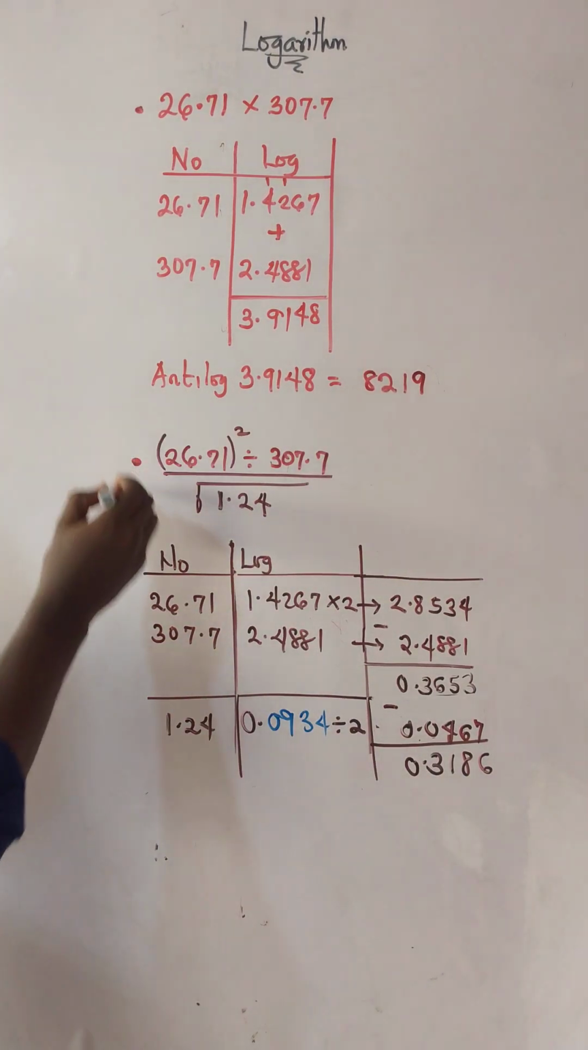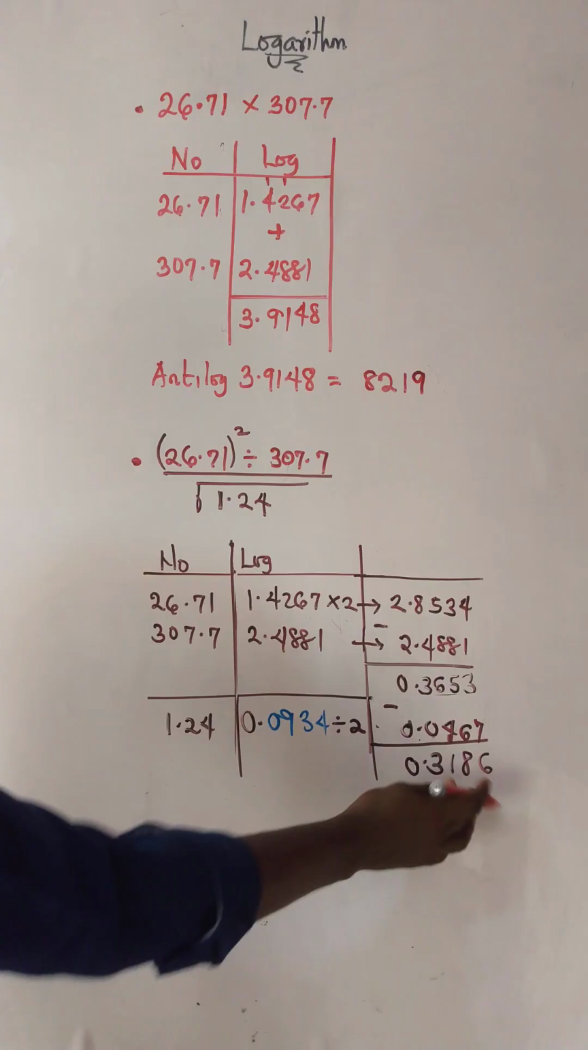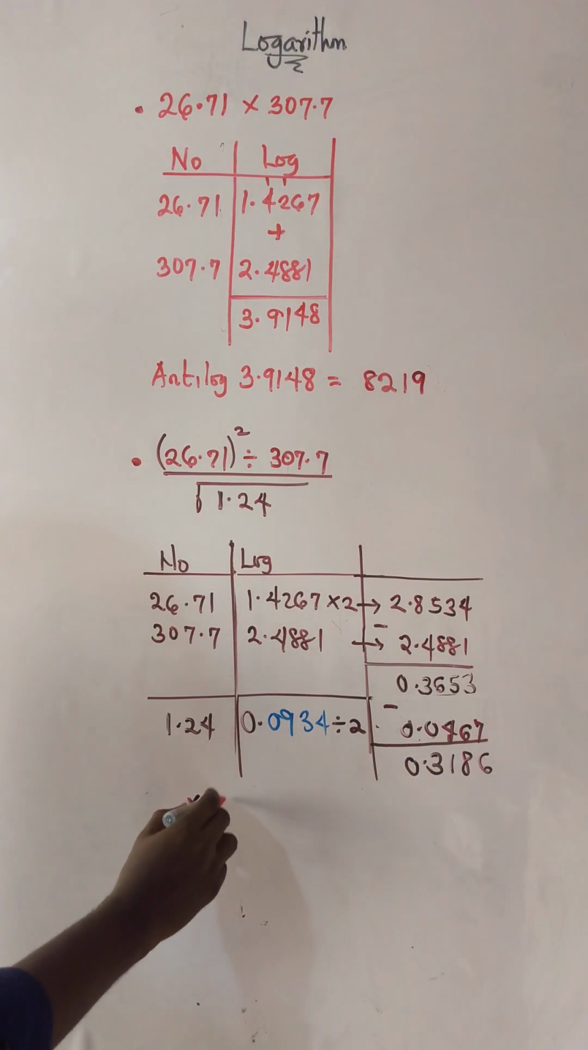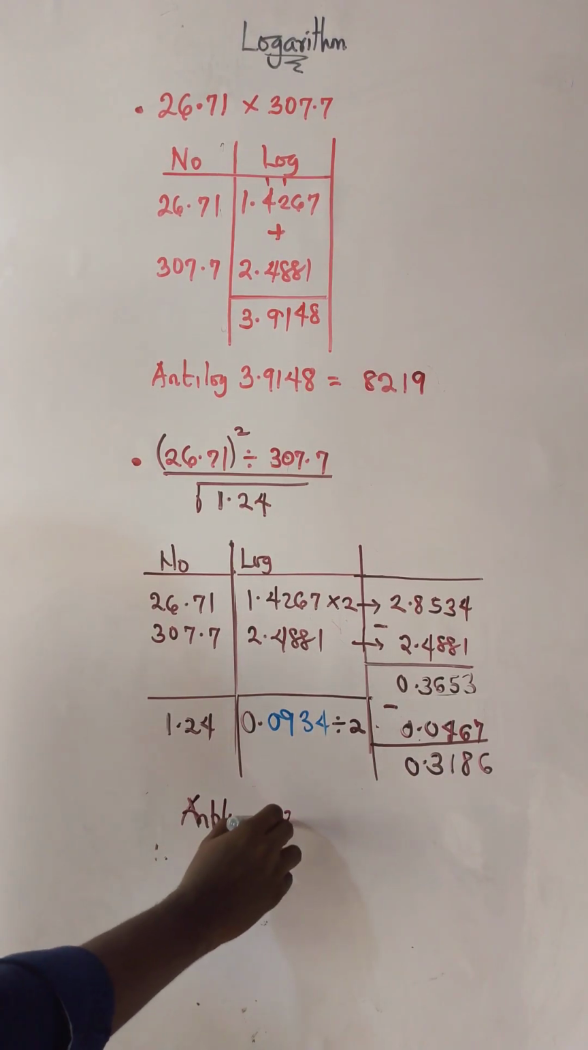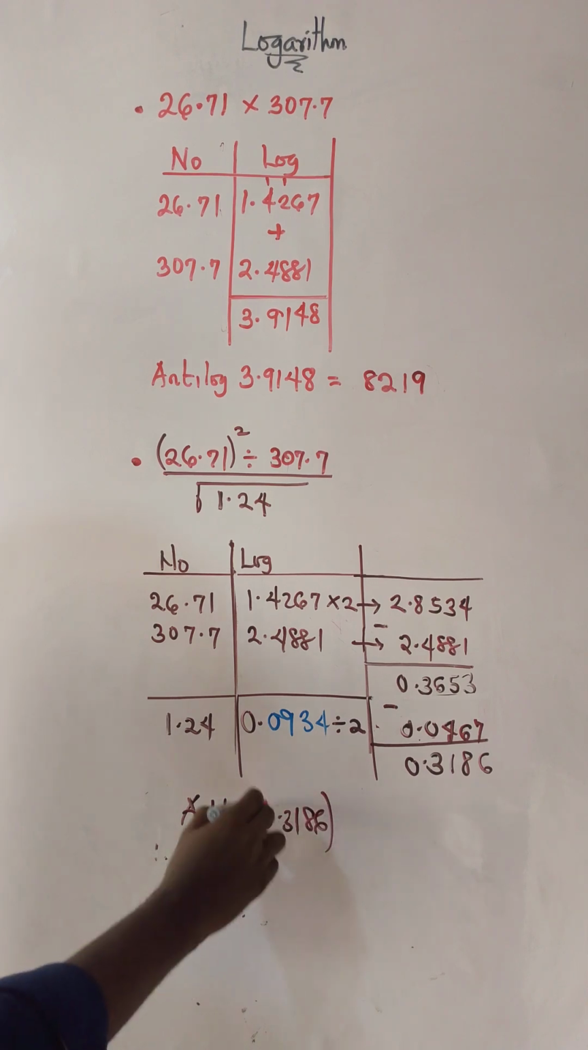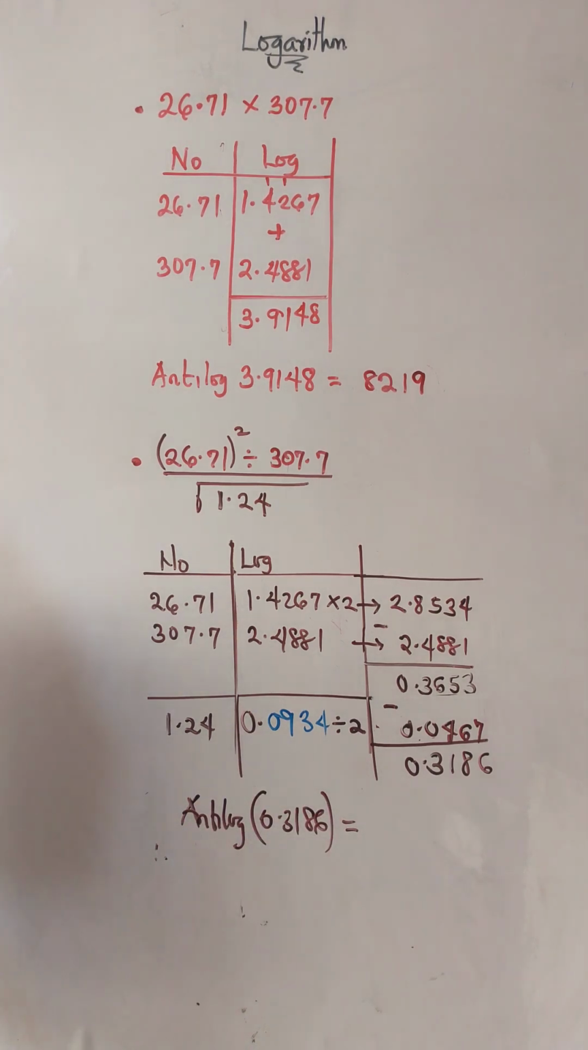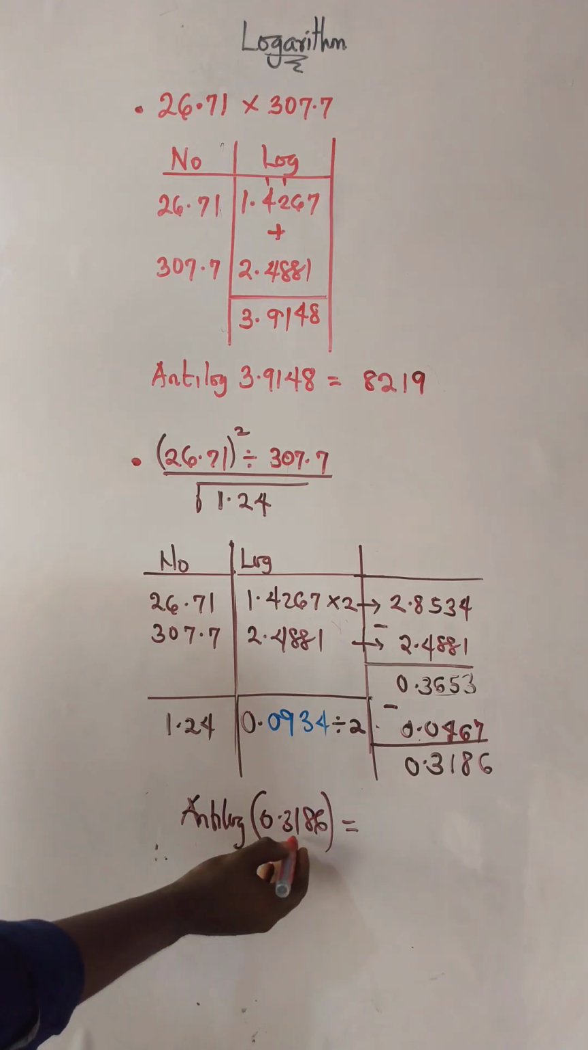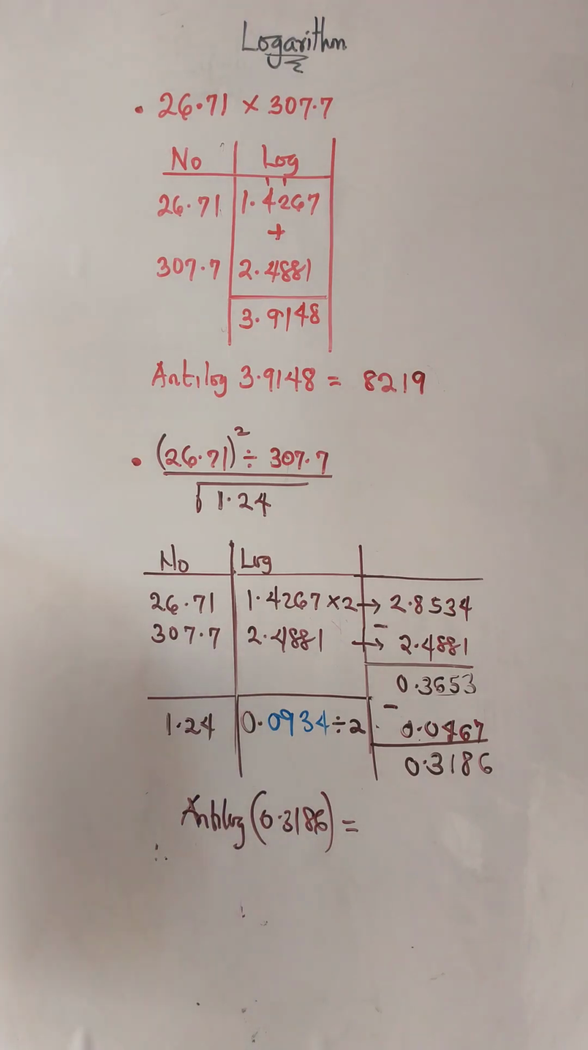So everything in log form is this. If you take the antilog of 0.3186, we get the original number. So we'll go to the antilog table now. We check 31 under 8, difference 6. You can do that yourself if you have the table. 31 under 8, difference 6 should give you the answer after adding the difference.